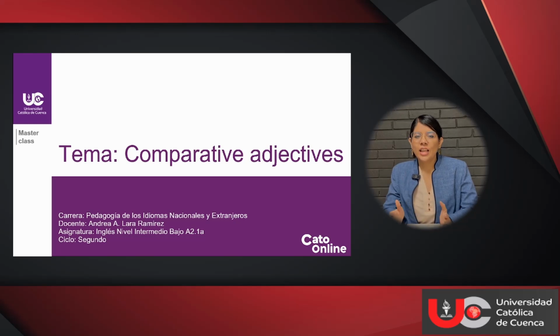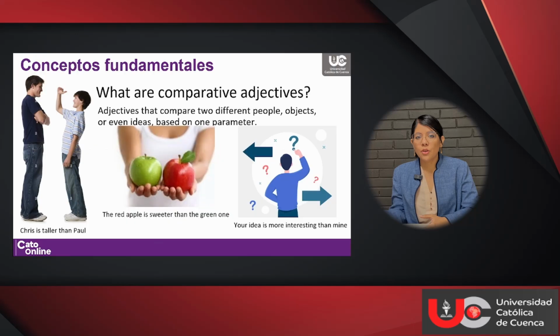Hello! Today we're going to be talking about comparative adjectives and how to use them. So first of all, what are comparative adjectives? These are adjectives that we use to compare different people, different objects, or even ideas or things, based on one parameter. Let's take a look at the examples that we have here.